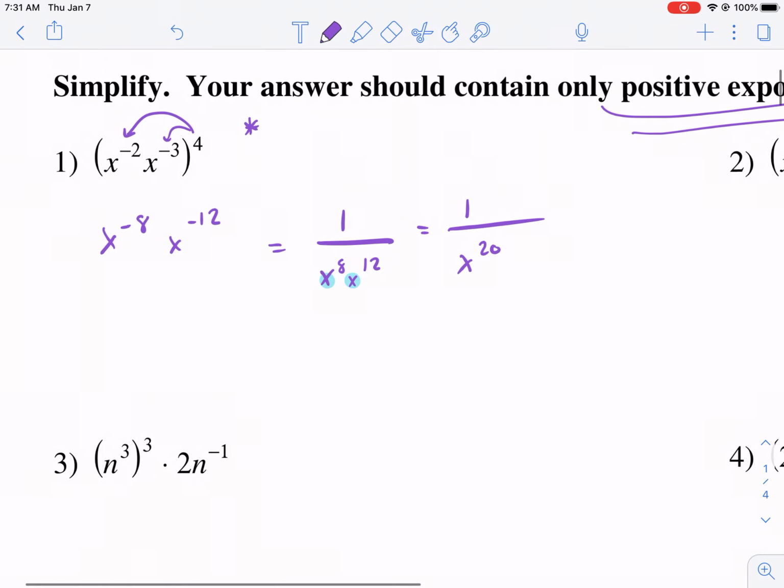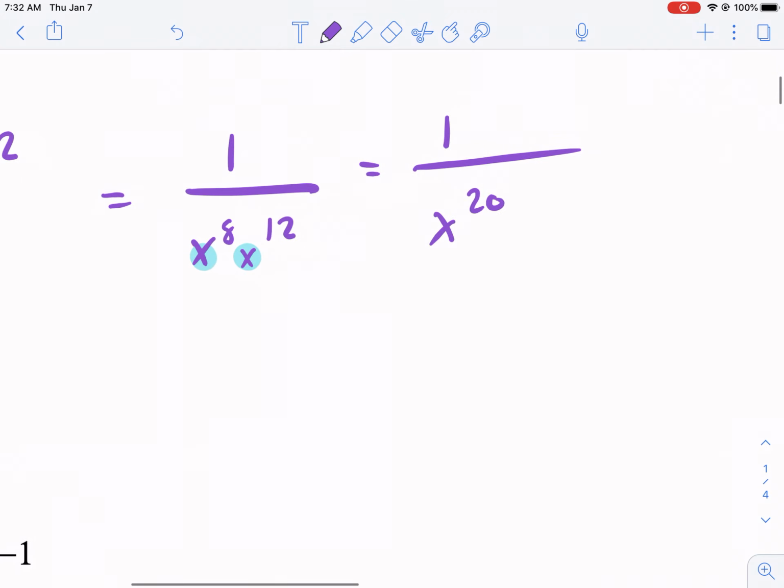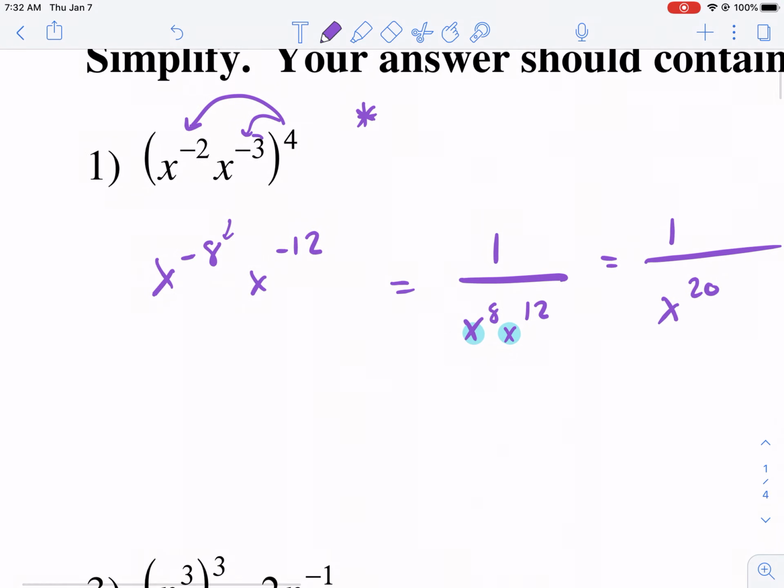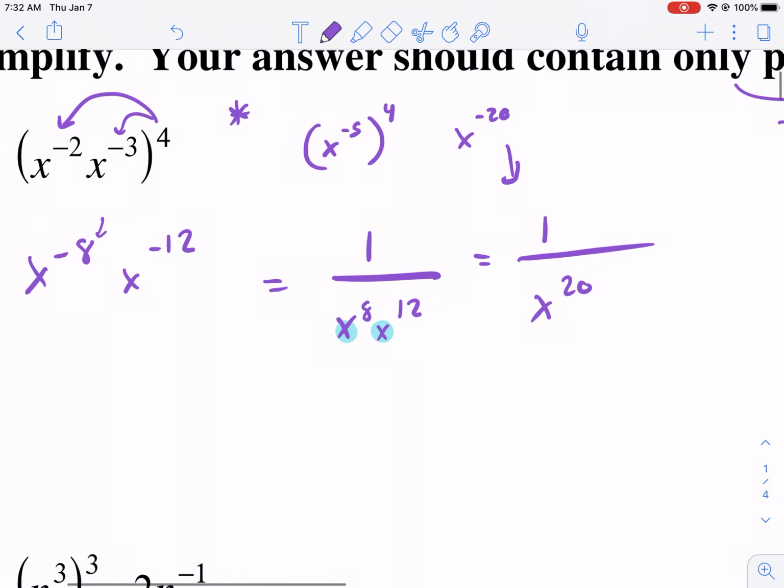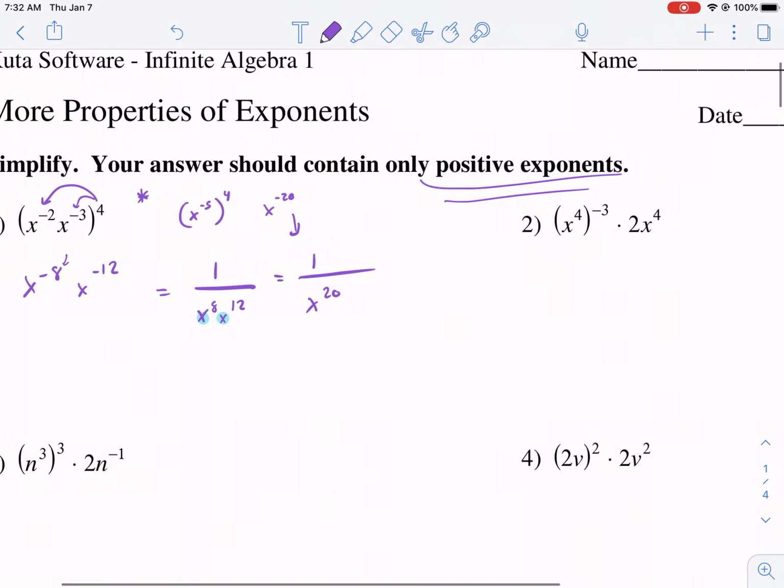Now, keep in mind, this is a little tricky because first we multiply the exponents. Negative 2 times 4, negative 8. And then negative 3 times 4, negative 12. And then later on, we add the exponents. You could also first add the exponents and then multiply. It's up to you, I kind of did it a different way. You could have started by going x to the negative 5th because you add the exponents, and then raise that, and you get x to the negative 20th. That's probably a better way to go, but it's up to you.